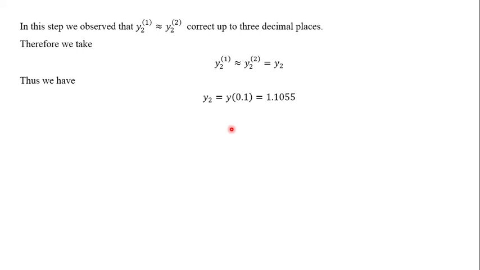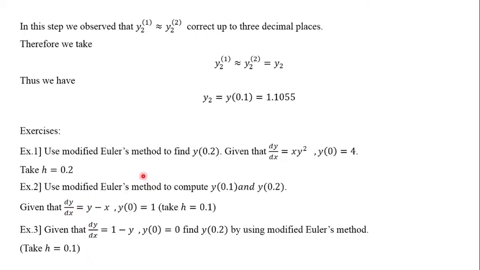So this is the modified Euler's method. The only change is in the formula: first approximation formula, then second approximation formula. These are some exercises. You have to solve these using the modified Euler's method. So solve these examples as we have done in the previous example.